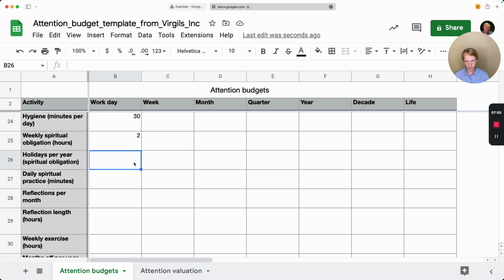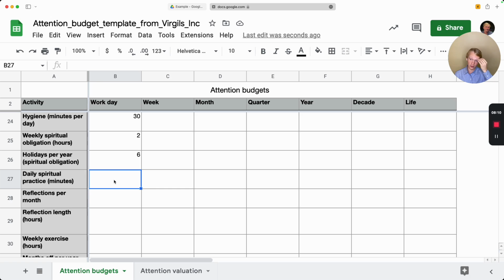And then, for folks who have holiday obligations, this doesn't apply to everybody. You can, of course, put 0. Here's another placeholder for that. And this will fit into the yearly attention calculator piece. So for me, it's 6.